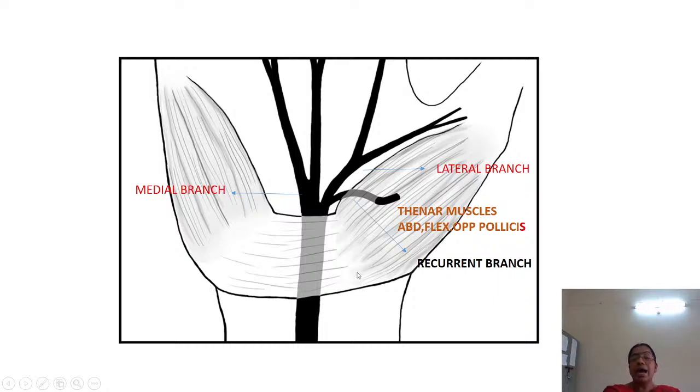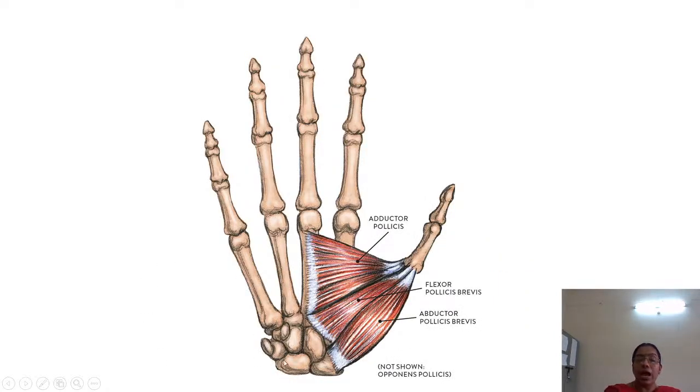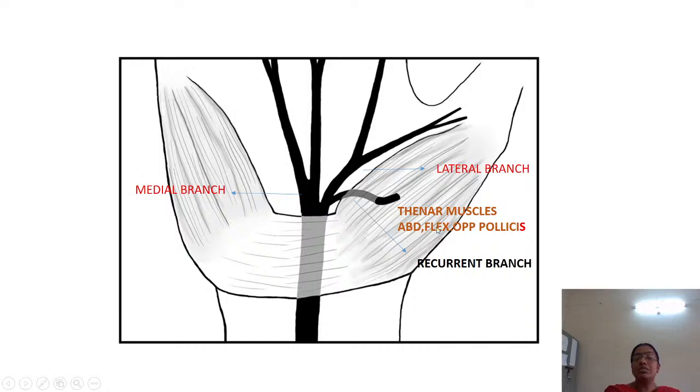Yes, the median nerve has entered into the palm beneath the flexor retinaculum. When you see the course of the median nerve in the palm, soon after entering the palm it gives one branch, which is called the recurrent branch. This recurrent branch of the median nerve supplies these three thenar muscles, as we have known earlier: abductor pollicis brevis, flexor pollicis brevis, and opponens pollicis. So the recurrent branch of the median nerve supplies these three thenar group muscles.